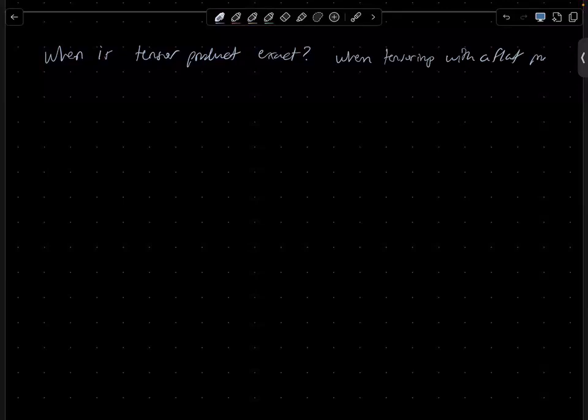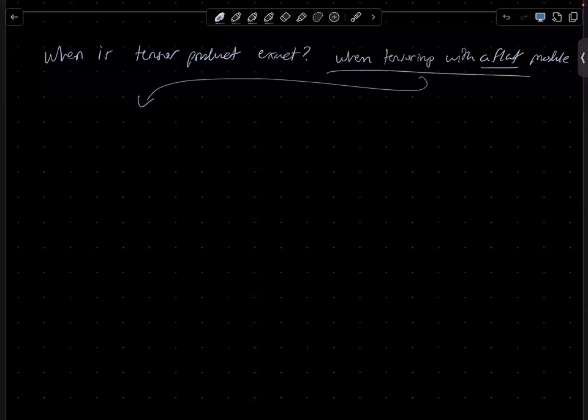So when is the tensor product exact? And the answer is when you tensor with a flat module. What I mean is the functor that is tensoring with a flat module. So I should talk about what flat is. Okay, I should unpack what this meant.